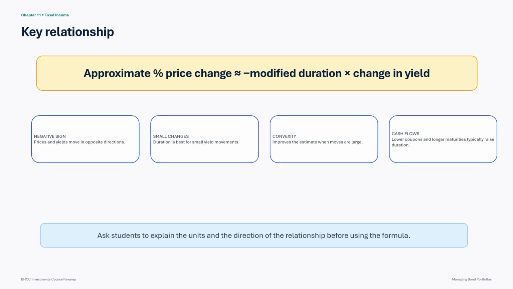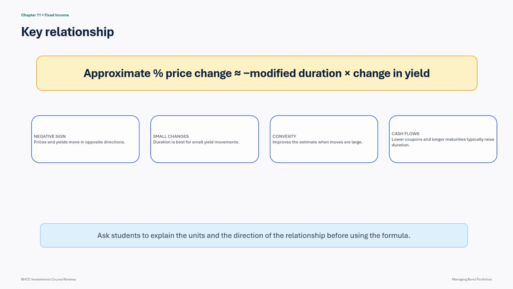Now, check the units. Modified duration is commonly stated in years, but its practical interpretation is percentage price change per 1 percentage point change in yield. The yield change must be written as a decimal. 50 basis points is 0.5% or 0.005 in the calculation.